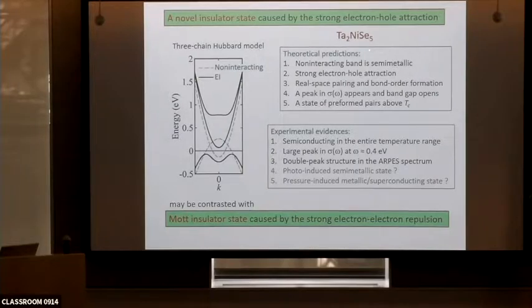Our theoretical prediction is that the non-interacting band structure is semi-metallic, the dashed curves. With strong electron-hole attraction or electron-electron repulsion, we have this solid curve. We have the gap, and real-space pairing and bond order formation occur in this system. There is a peak in the optical conductivity, the band gap opens, and above TC it is a state of preformed pairs. The experimental evidence is that the material is a semiconductor in the entire temperature range observed, with a large peak in sigma over omega at 0.4 electron volt, and that peak structure in the measurement is this one. That peak.